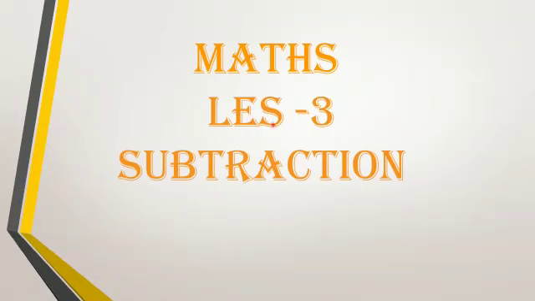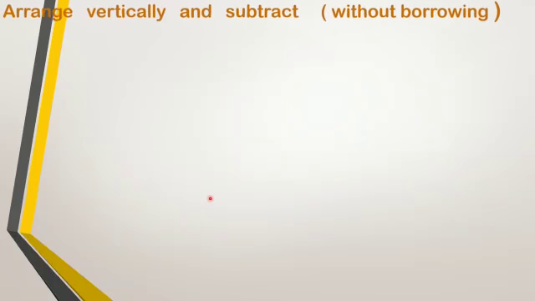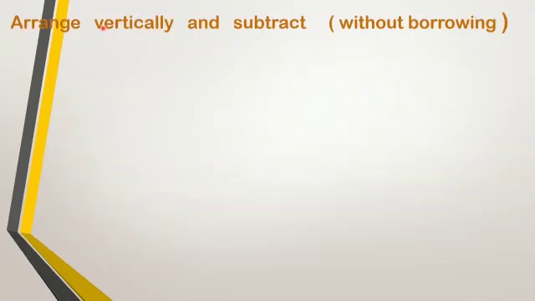Lesson 3, subtraction. Now this is the second video. In the first video, teacher taught you how to subtract horizontally. Now, in example 1, arrange vertically and subtract. So now you have to arrange them vertically, standing, and now this is without borrowing. So what do I mean?